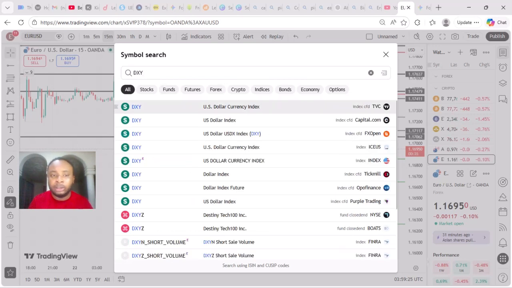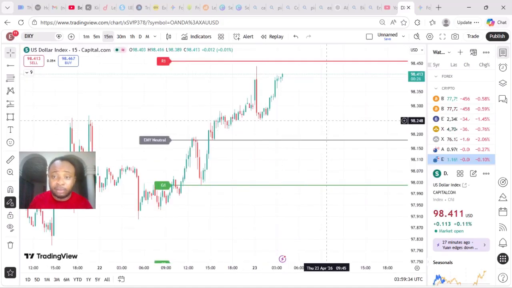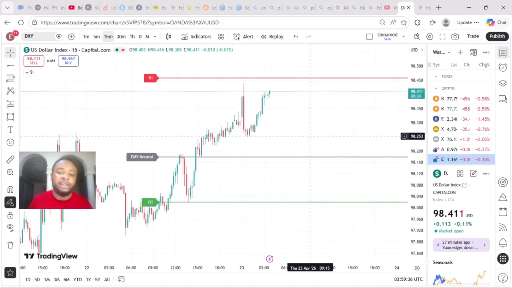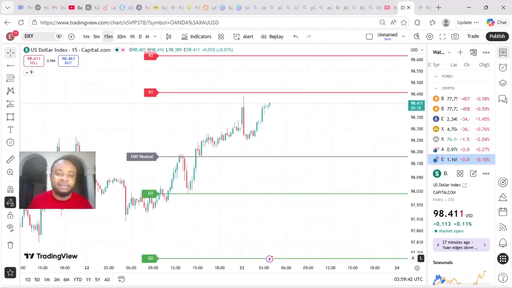DXY. One is not here. Okay, let me use this one today. DXY. Now, can you see why USD is selling? Can you all see why USD is selling?